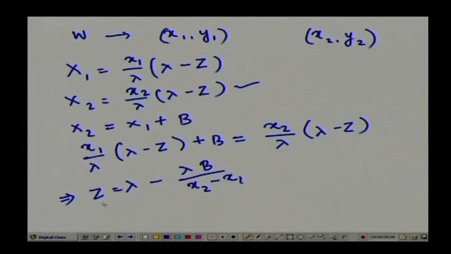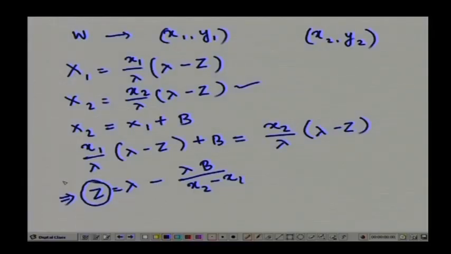So, we find that this Z is the z coordinate of the 3D point W with respect to the coordinate system of the first camera. It is the same as the z value with respect to the coordinate system of the second camera. It is also the z value with respect to the 3D world coordinate system. So, that means it gives me the z value of the 3D point for which the left image point was x1, y1 and the right image point was x2, y2.